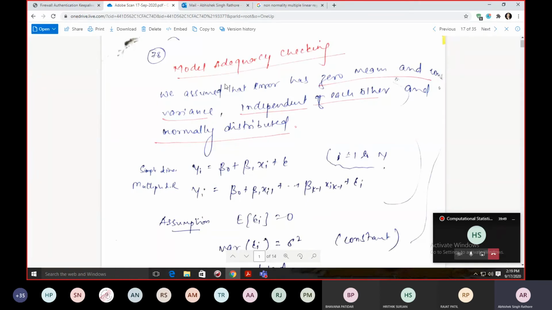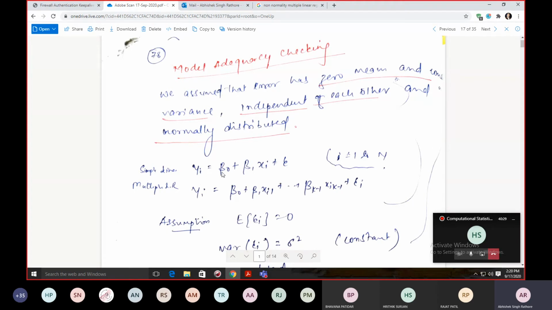So this is model adequacy checking. We started with some assumptions: that the error has zero mean and some constant variance. So this is zero mean and constant variance, and we say that our columns are usually independent of each other and these are normally distributed. If these are not independent of each other, we remove them by identifying multicollinearity, and then we remove all that multicollinearity.